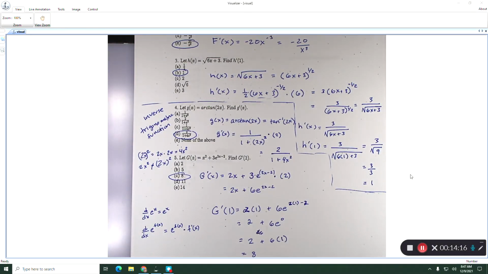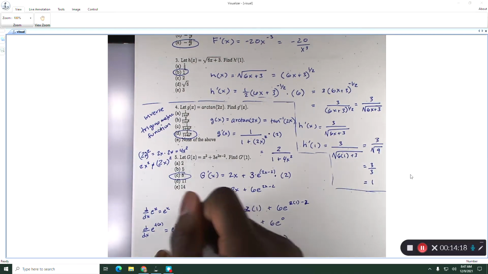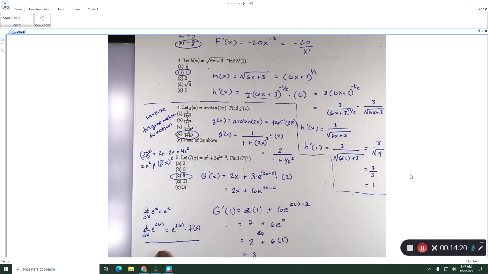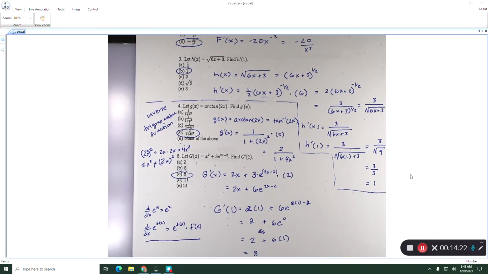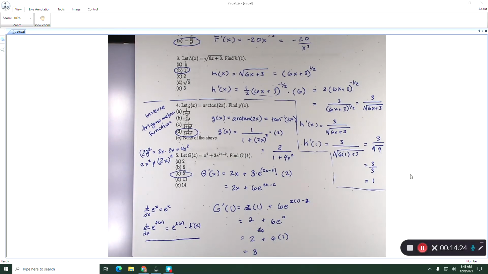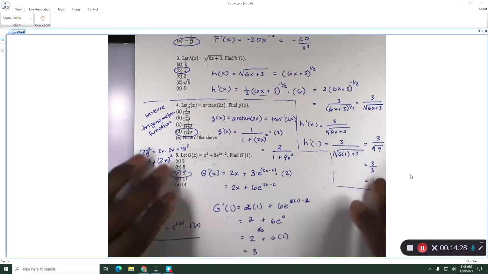Okay, tricky one. Remember the chain rule is very important here. Don't let that e to the some function trip you up. Don't let it discourage you.